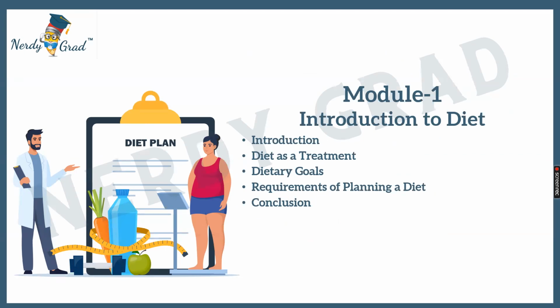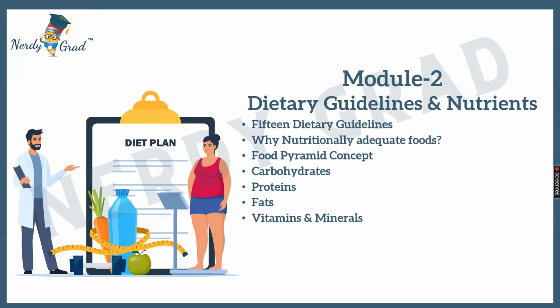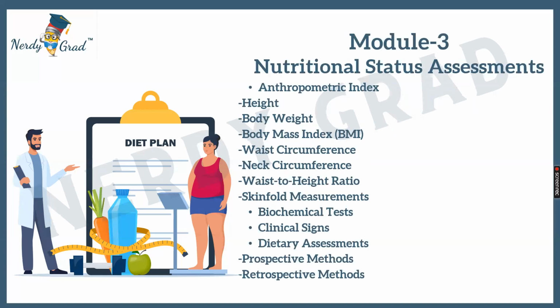So module 1 is about introduction to diet, in which we will be talking about introduction in general, diet as a treatment, dietary goals, and requirements of planning a diet, and followed by the conclusion of this module. In module 2, we'll be talking about dietary guidelines and nutrients. So in this, we will be addressing 15 dietary guidelines, why nutritionally adequate foods are important for our body. The food pyramid concept will be introduced. We will be talking about the major macronutrients, which includes carbohydrates, proteins, and fats, and the micronutrients, which involves the vitamins and minerals.